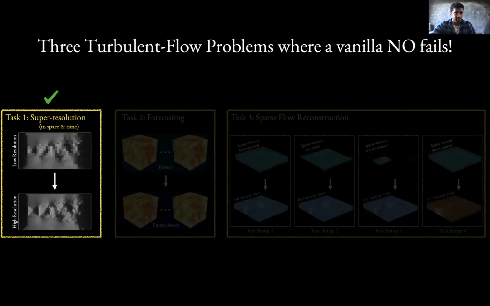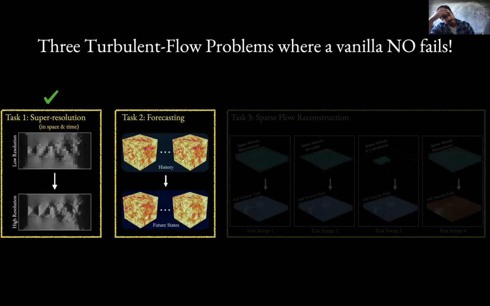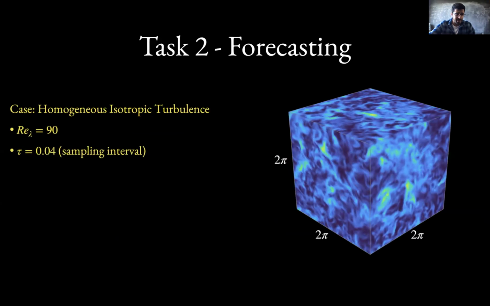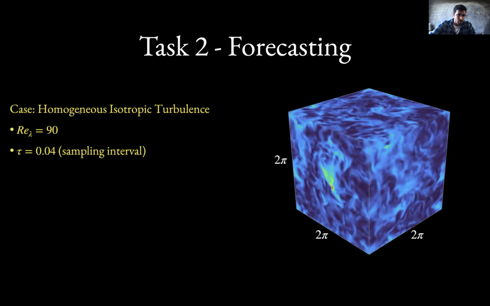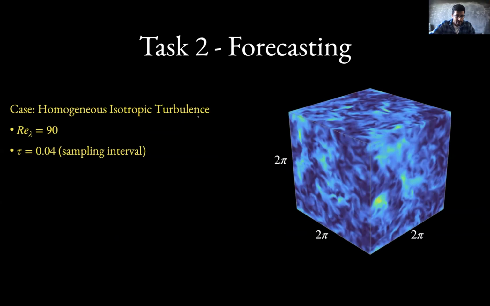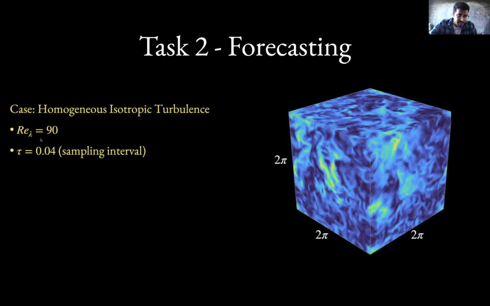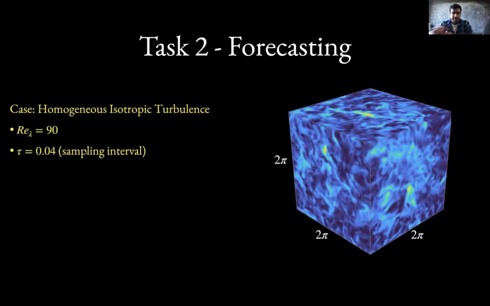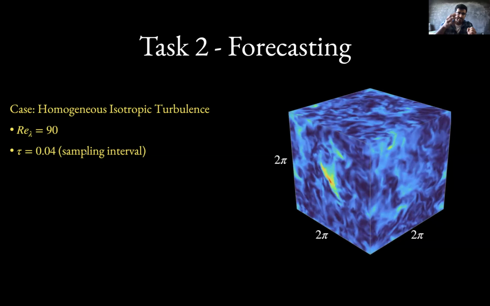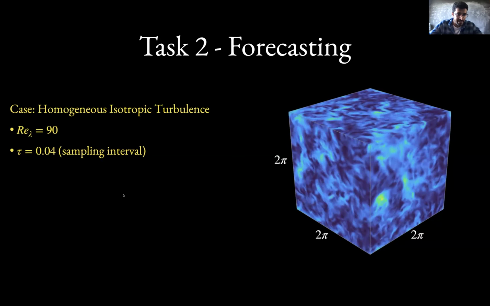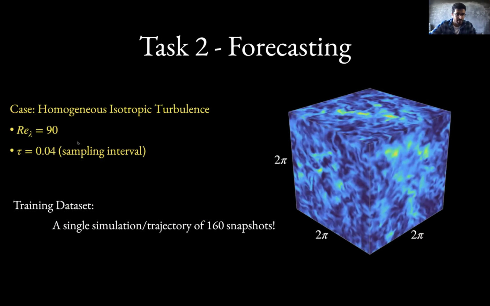So we completed the task with super resolution. Next, we look into forecasting. Here we consider three-dimensional homogeneous isotropic turbulence with a Taylor-Reynolds number of 90. Tau, which is the sampling interval at which the states of the system have been saved, is set to 0.04.